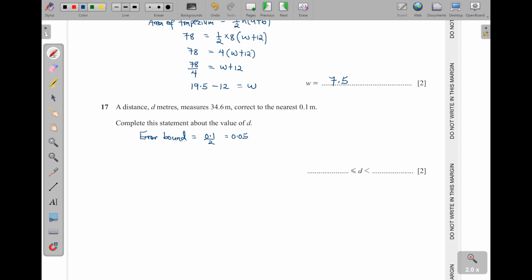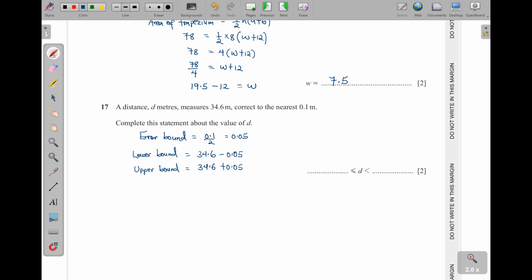Okay, so that means the lower bound is going to be equal to 34.6 minus 0.05, and then the upper bound is going to be equal to 34.6 plus the 0.05.